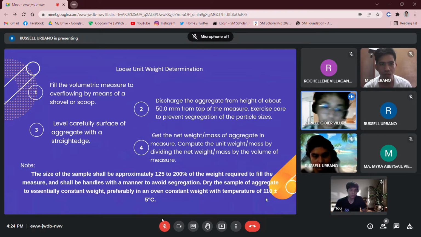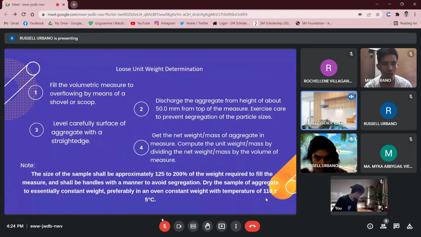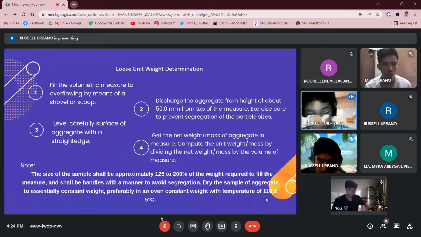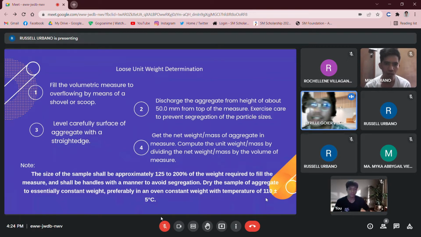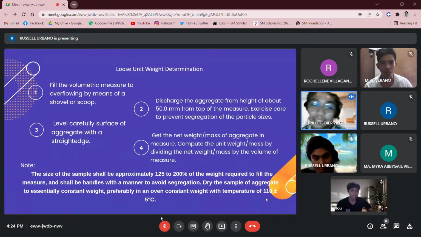Please take note that the size of the sample shall be approximately 125 to 200% of the weight required to fill the measure and shall be handled in a manner to avoid segregation. Dry the sample of aggregate to essentially constant weight, preferably in an oven with a temperature of 110 plus or minus 5 degrees Celsius.